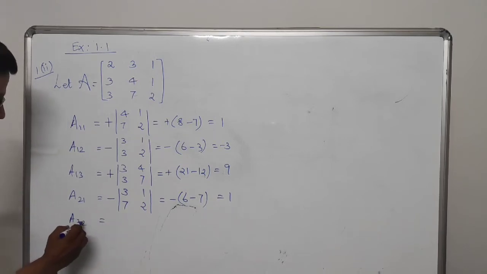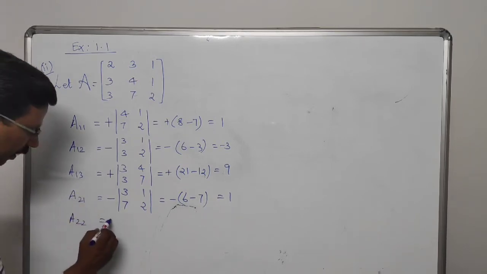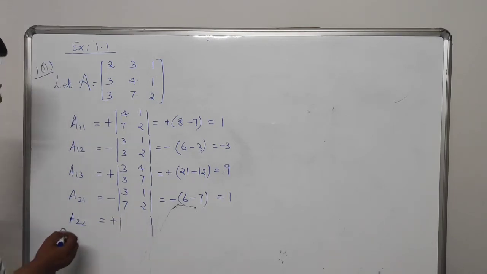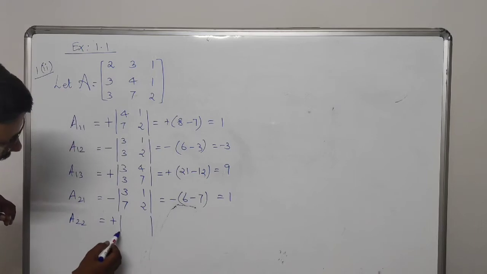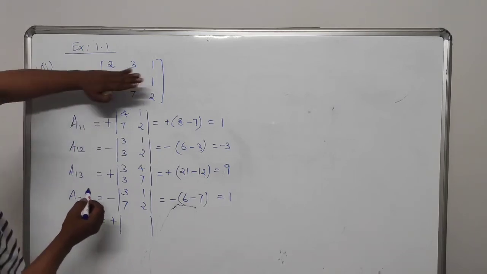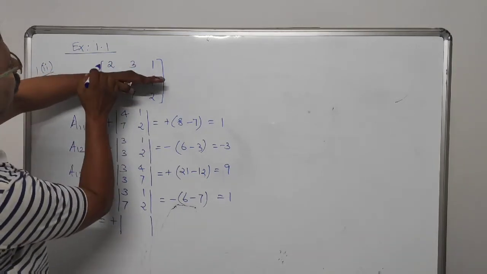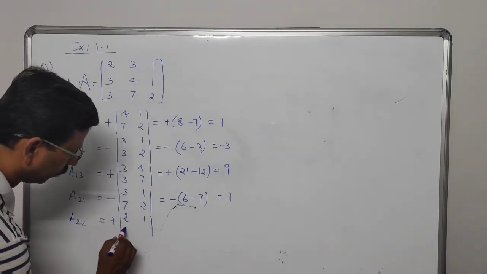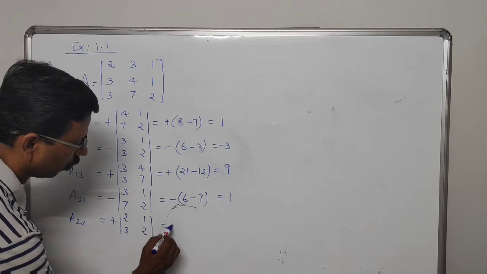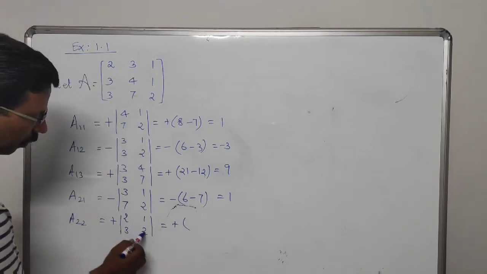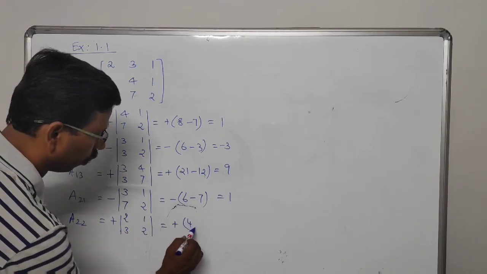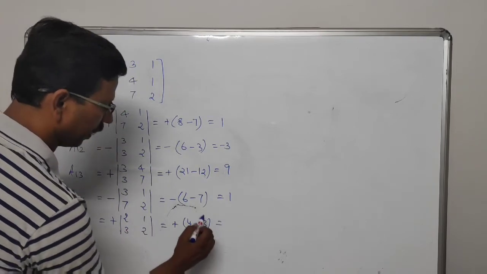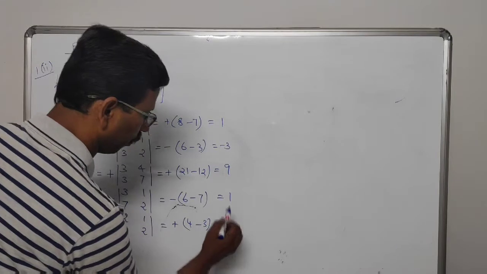Then we can find the cofactor of A22. A22 means 2 plus 2 equal to 4 is an even number. Therefore, we can assign plus sign. Then we can find the minor by leaving the second row, second column. We get 2 1 3 2, which is equal to plus of, 2 2s are 4, then minus 3 into 1 equal to 3, which is equal to 4 minus 3 equal to 1. Then we have plus sign and put plus 1.